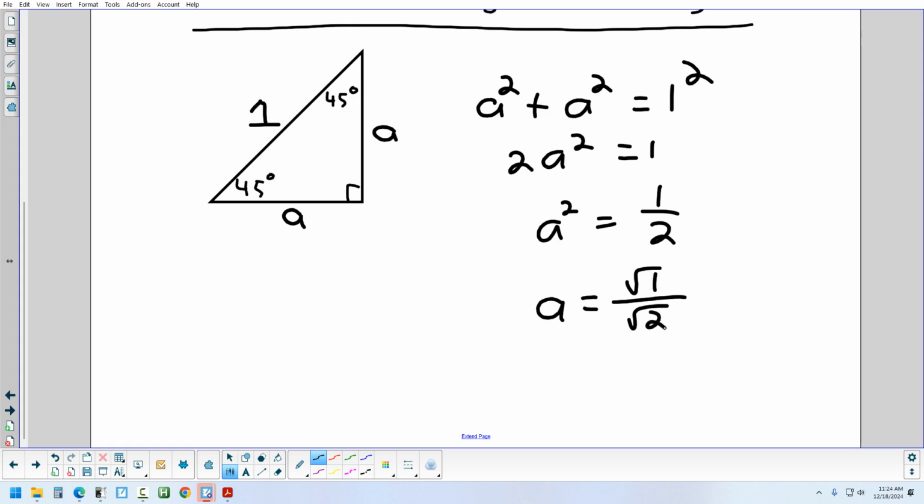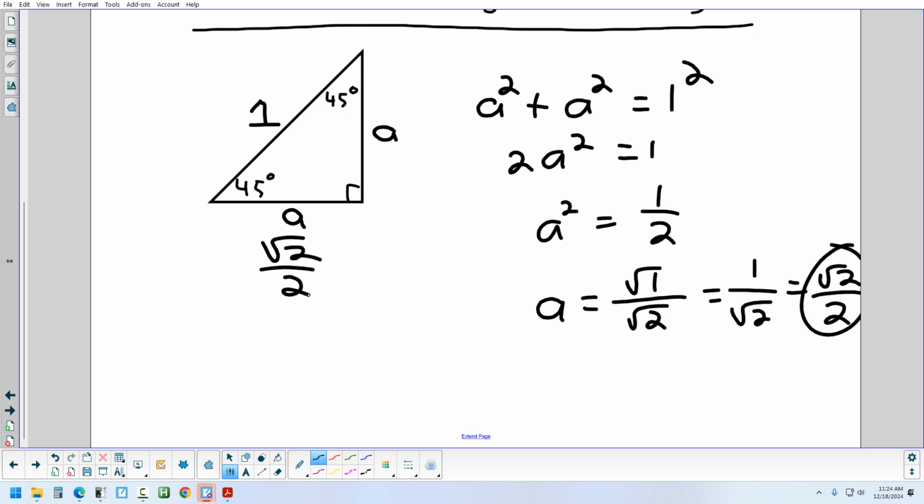So when you take the square root of a fraction, you just do each number in the fraction. Now simplify. What's the square root of 1? 1. And now the only problem is we can't leave the square root in the bottom. So if we fix it, what would you get? Square root of 2 over 2. And that is what a is. A is the square root of 2 over 2.